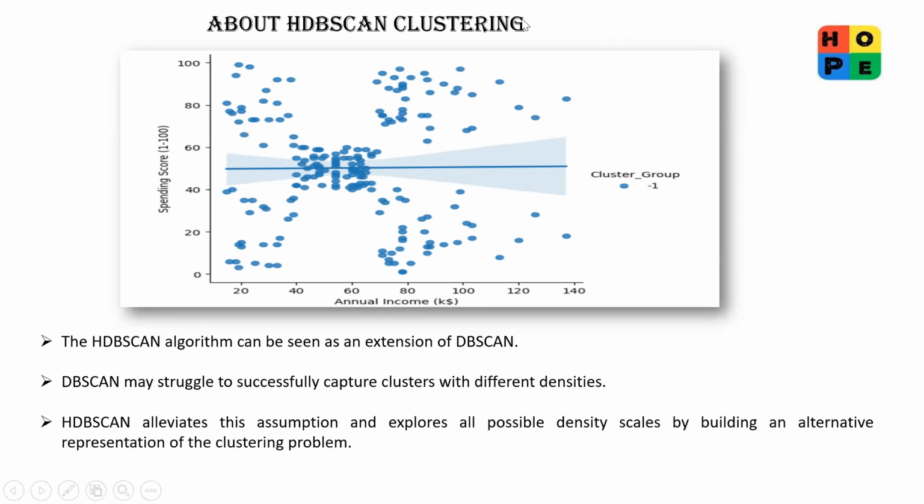If you look at the traditional DBSCAN, it creates a cluster. It finds the noise, that is the extreme values, but it is not able to ascertain the cluster using a different or heavy data set. Therefore, to alleviate that particular problem, we brought in one more logic called HDBSCAN, which removes the assumption and explores all possible density scales by building an alternate representation of the clustering problem.